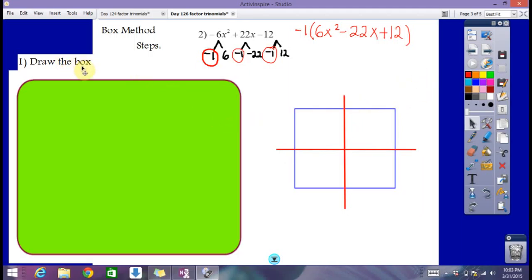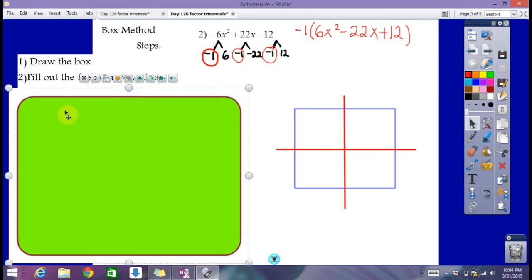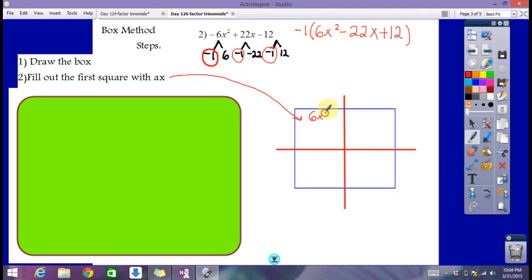So there we go. The first step is to draw the box. And just make sure that your x squared is positive, which it is now. And this is nothing new. We already saw that. The next step will be to fill out the first square with ax. And what is your ax? Right here, 6x squared. So the first square, which is this one, we're going to fill out with ax, which is 6x squared. So let's write it here, 6x squared.